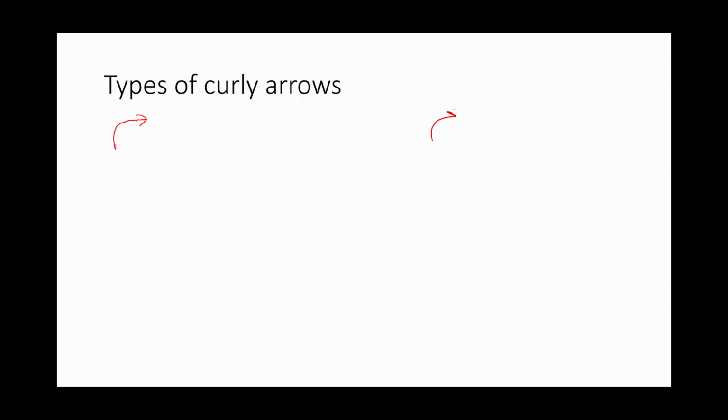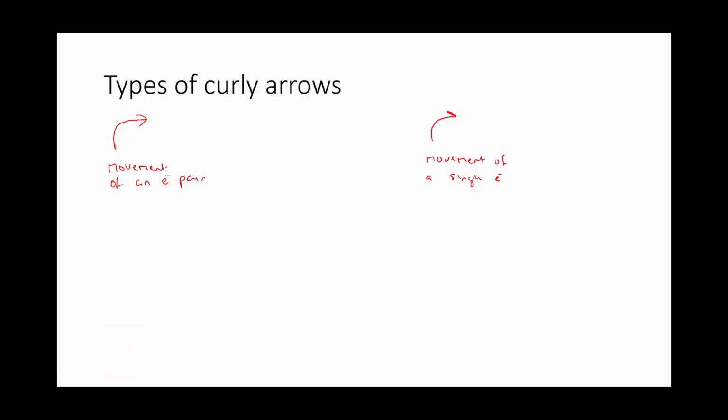Now, what do they actually represent? Well, the one on the left, the one that you're going to use most often, which is prevalent in organic chemistry, is literally one which represents the movement of an electron pair. So it's the movement of a pair of electrons. The one on the right, simply the movement of a single electron. There's nothing else to it. Literally, that is all they represent.